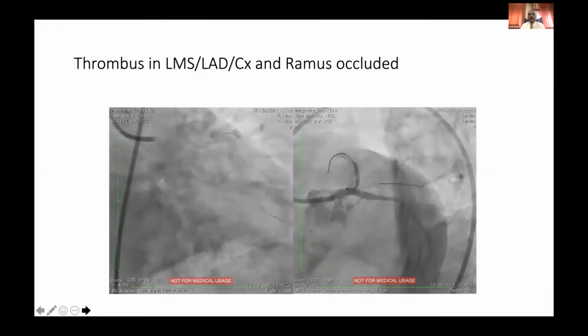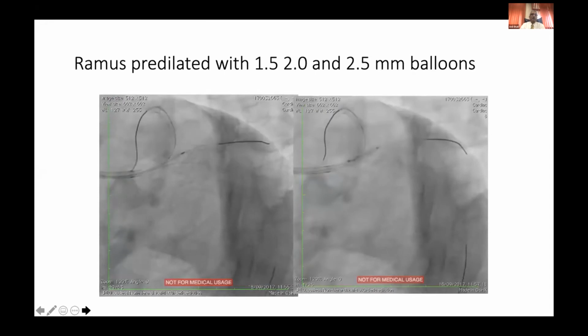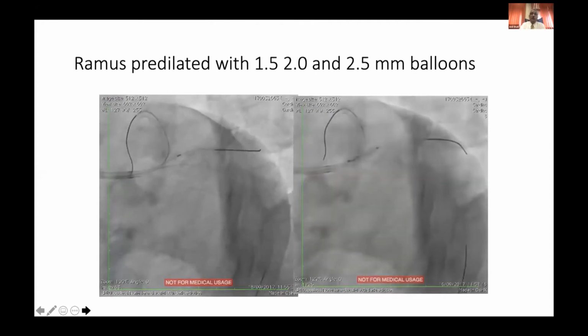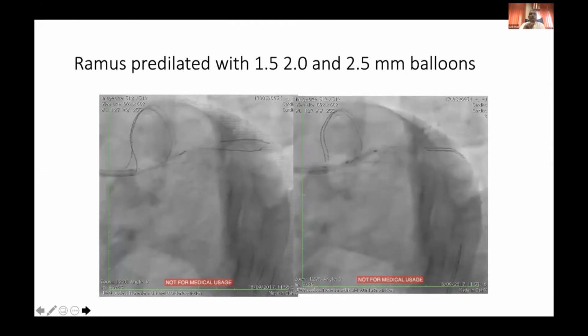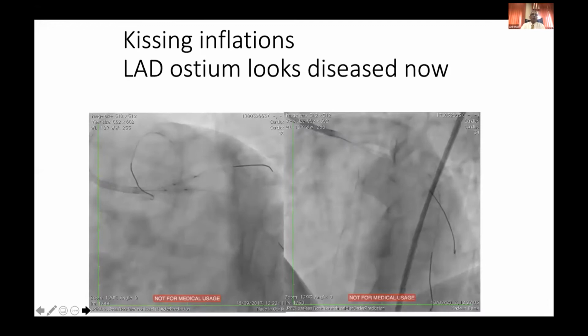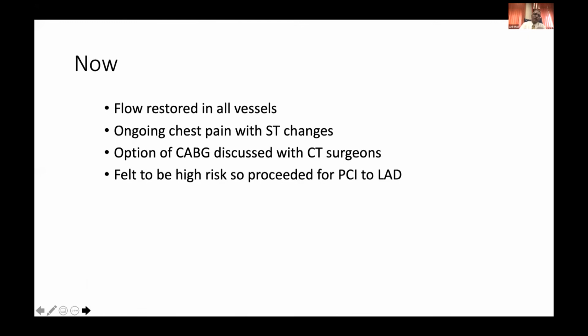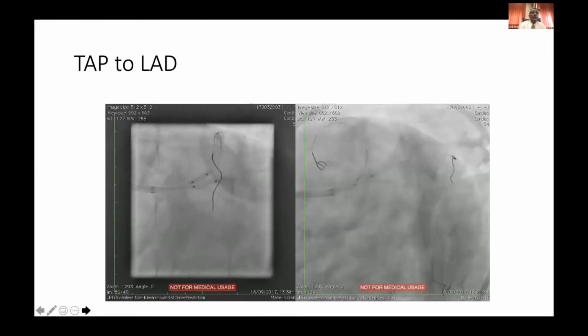We put in multiple wires into the circumflex and into the LAD, did a couple of thrombus extractions, which was not possible. So then we did a step balloon with 1.5, 2.0, and 2.5, got some flow into the vessel. Some clot appeared to go down the LAD, and the LAD appeared a little hazy. So now we had restored flow by this time in all vessels. But then the option of CABG was also discussed with the CT surgeons, but they felt it was too high risk because now the patient was on abciximab and other things. So we went ahead, we thought we'd complete the procedure.